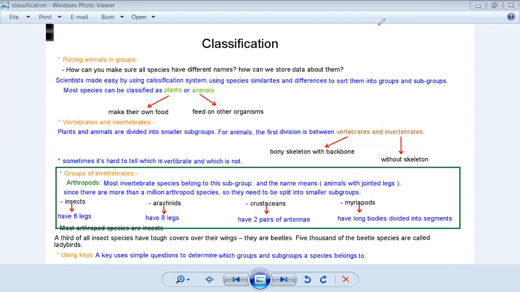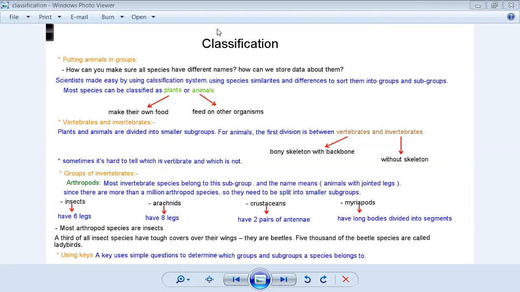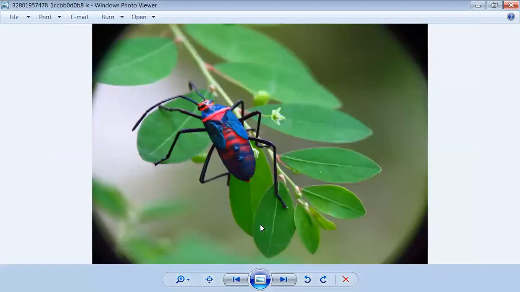Or antenna. The last one is myriapods. Myriapods have long bodies divided into segments. You can see some kind of worms, they have segmented body, divided into segments. I will show you pictures for them. What does segments mean? Like parts, small parts. I will show you in this picture.